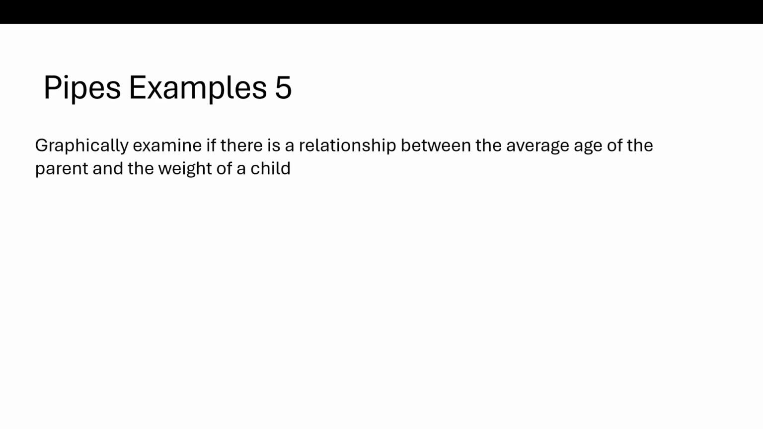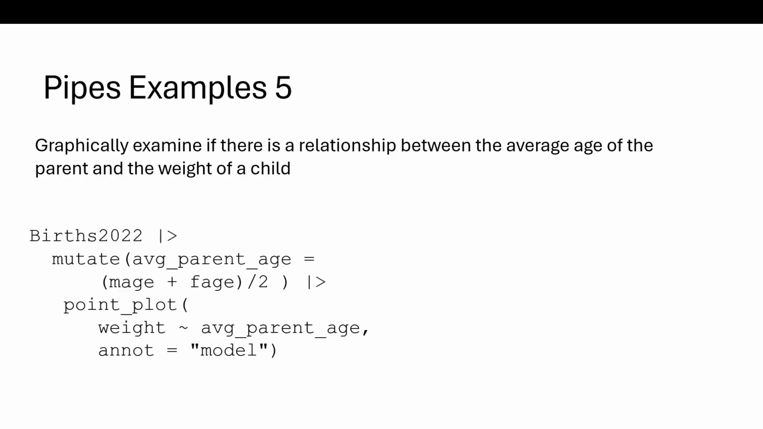Graphically, examine if there is a relationship between the average age of the parents and the weight of the child. So average age of the parents is mother's age plus father's age divided by 2. Add the two and divide. So first we add a new column called average parent age and calculate it as mother's age plus father's age divided by 2. To the births 2022 data frame, we are adding a new column called average parent age and then plotting it.